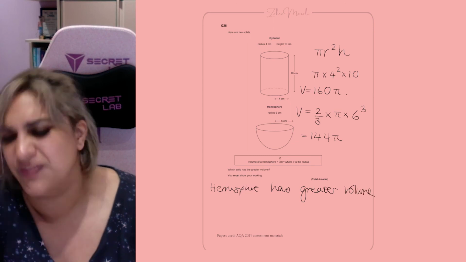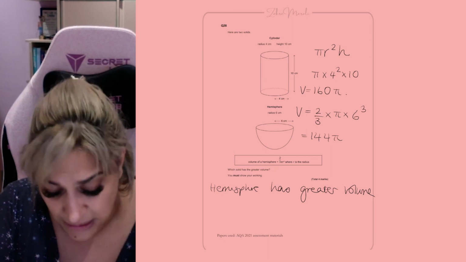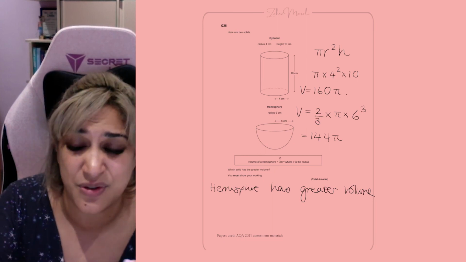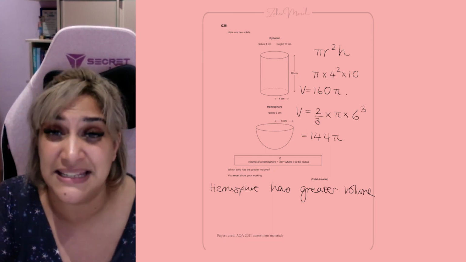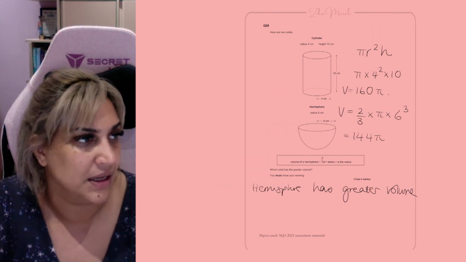I can't remember if it was a calculator paper or not. If it was a calculator paper, not a problem, you could put it in decimals, but you should be able to see really easily either way that one is definitely bigger than the other. Leaving it in pi actually makes this a little bit easier.